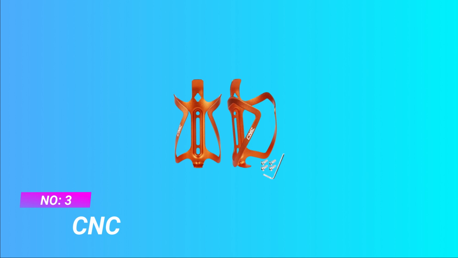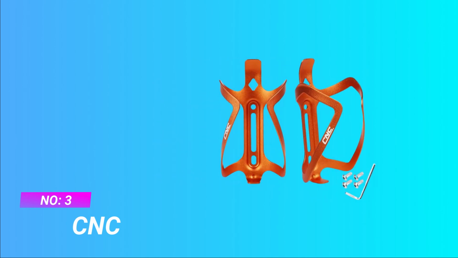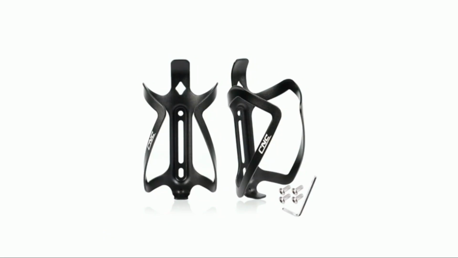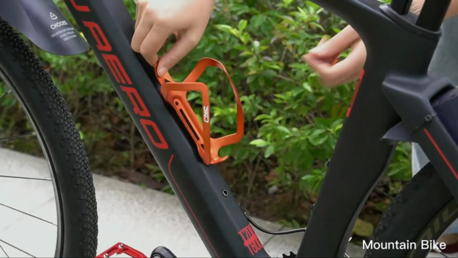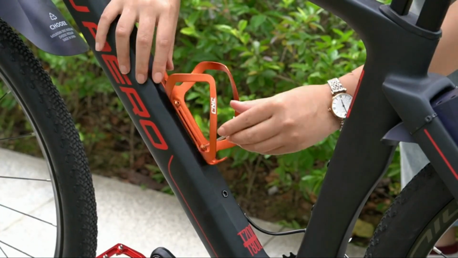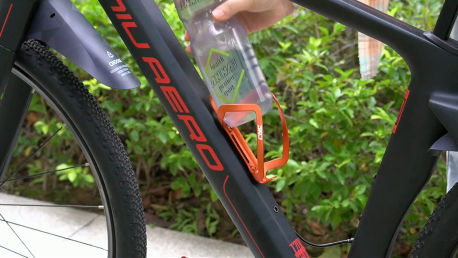Number 3, CNC, MTB Bottle Cage. Hold tight. The CNC water bottle holder for bike has a secure and sturdy hold that will ensure that the bottle stays firmly in its place even when riding fast or on bumpy trails.